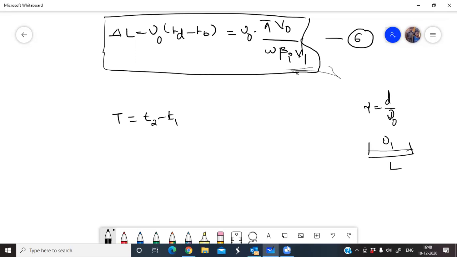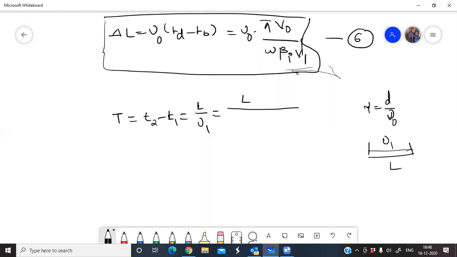In the last class, I posted a diagram. Before the velocity modulation process, I indicated T0, T1, T2. Look at the diagram and you will get clarity. For buncher cavity and catcher cavity, T2 minus T1 is equal to D by V naught, where D is nothing but L here and V naught is nothing but V1. So T is equal to T2 minus T1, which is equal to L by V1.